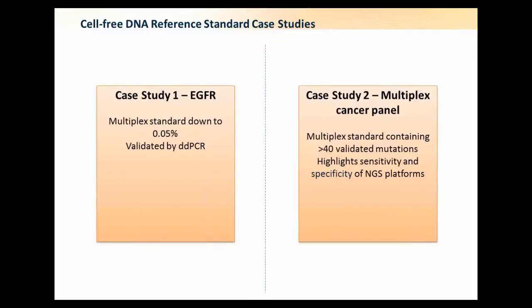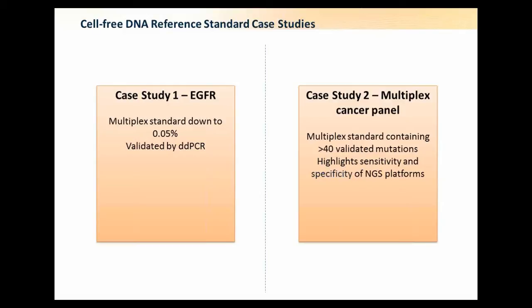So moving on to a couple of case studies. Now I would like to present to you two case studies. The first case study is where we have produced an EGFR pentaplex. It's a reference standard with a range of allelic frequencies down to 0.05%. And this was done by a validation by digital PCR.